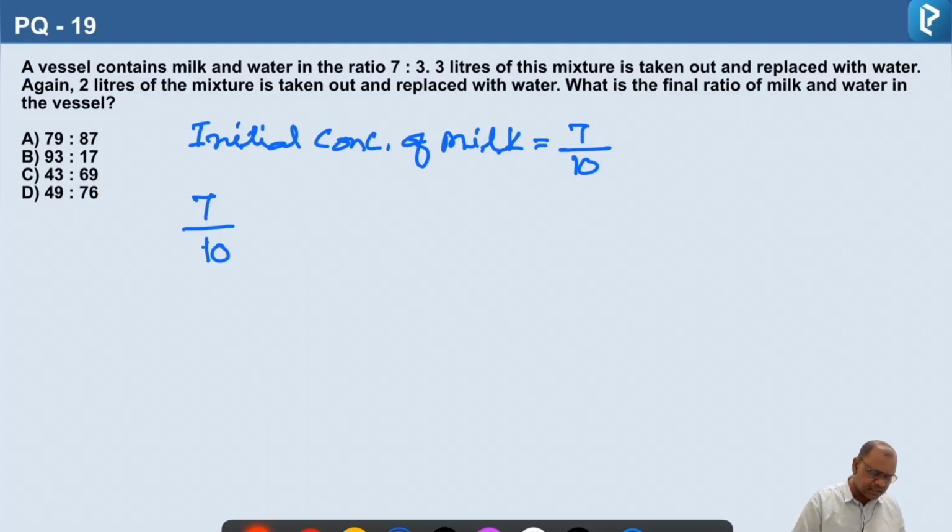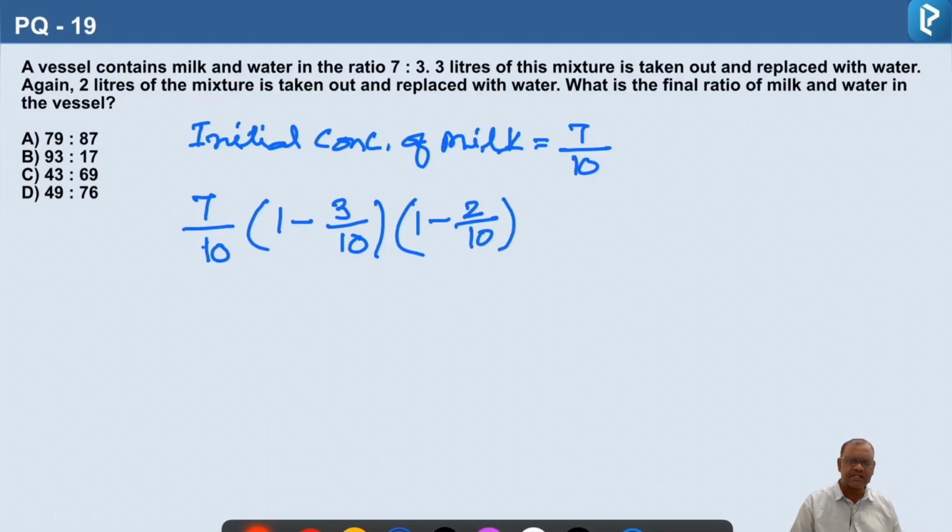first 3 liters is taken out. 1 minus 3 by 10. So total is 10 parts. So out of 10 liters initially you are taking out 3 liters. And the second time you are taking out 2 liters. 2 liters is nothing but 20%. So 20 by 100 is 2 by 10. 1 minus 2 by 10.